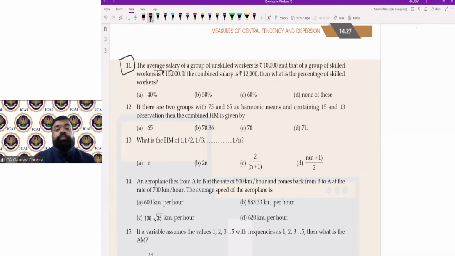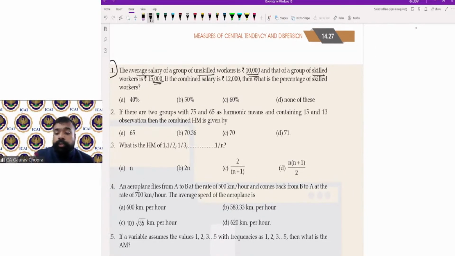So average salary of a group of unskilled workers is 10,000. The average salary of unskilled workers that is given is 10,000 and of skilled workers the average is 15,000. That means there are two groups. The first group we have made is unskilled. The average of unskilled, X bar 1, is 10,000. Second group is skilled, X bar 2, it is 15,000. Then combined salary is 12,000. It means X bar 1 2. So X bar 1 2 is given as 12,000.